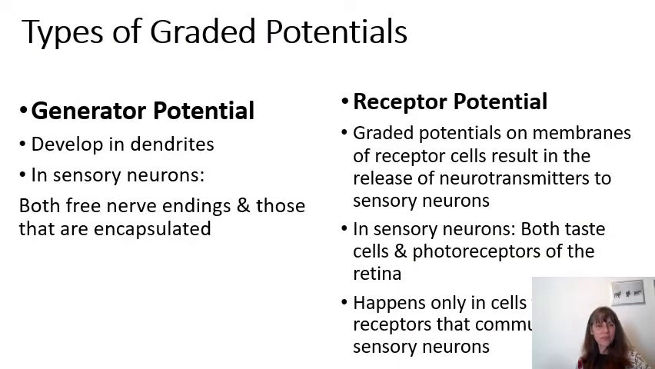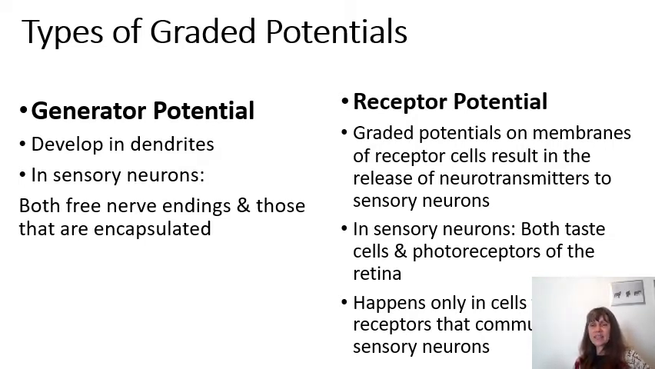There are two types of graded potentials. Generator potentials are generated directly on the receptive regions of sensory neurons, including those that have free nerve endings and those that have encapsulated nerve endings. So generator potentials are generated directly on neurons. However, receptor potentials occur when special receptor cells are involved.